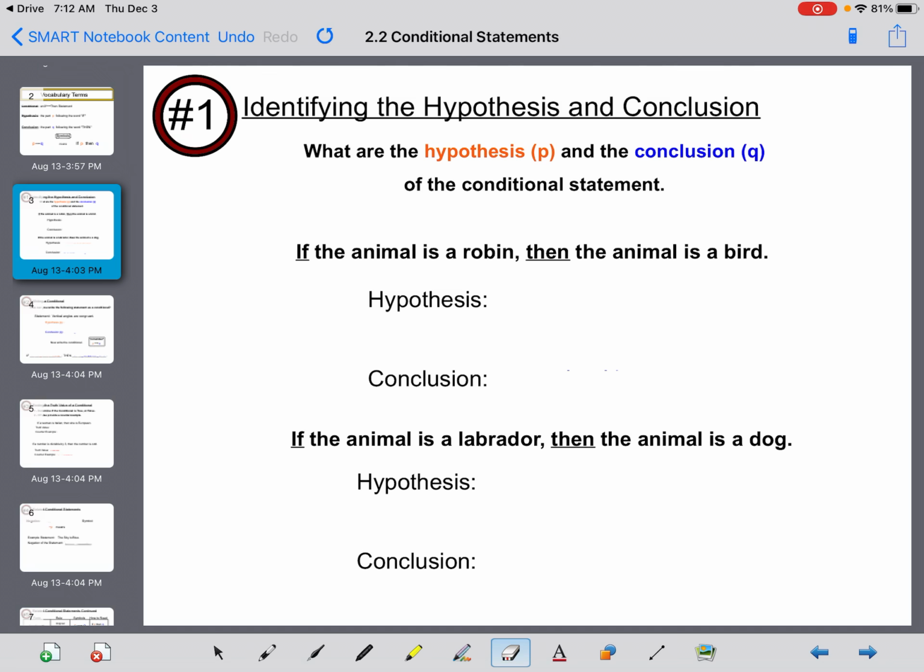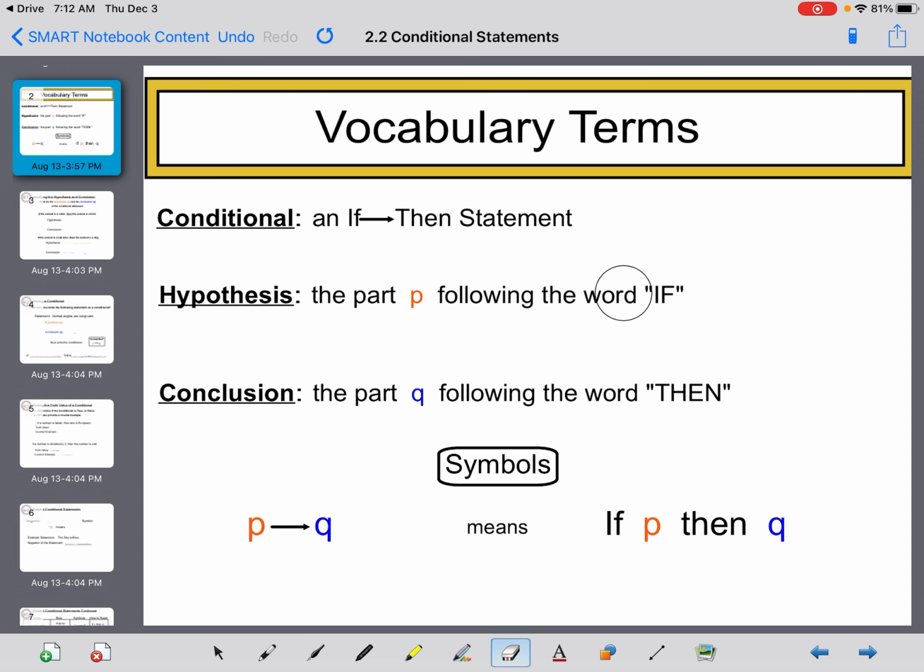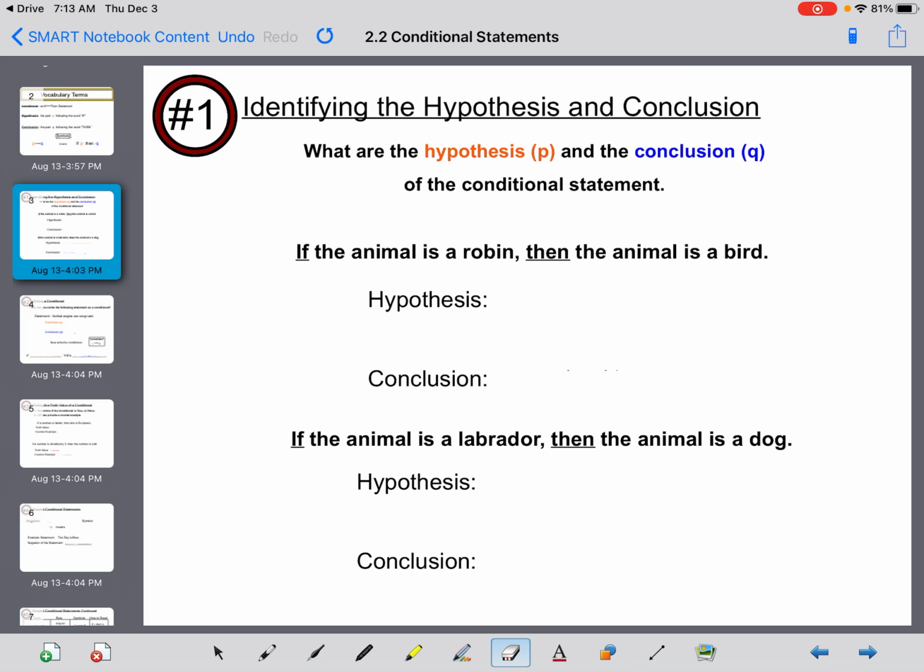Identifying the hypothesis and conclusion. So we just wrote the hypothesis is variable P and the conclusion is variable Q. So here is your statement. If the animal is a robin, then the animal is a bird. Okay, if we go back, the hypothesis follows the word if, the conclusion follows the word then. So your hypothesis is if the animal is a robin, the hypothesis is the animal is a robin. The conclusion follows the word then, the animal is a bird.